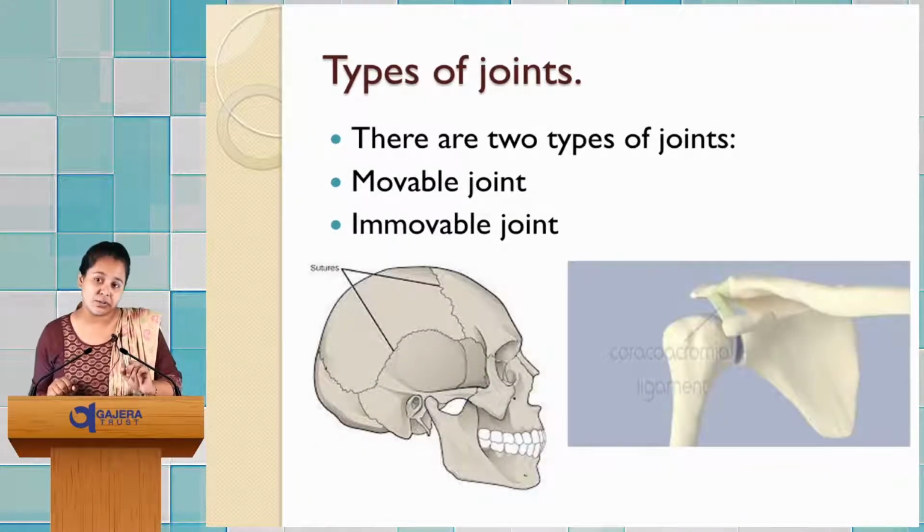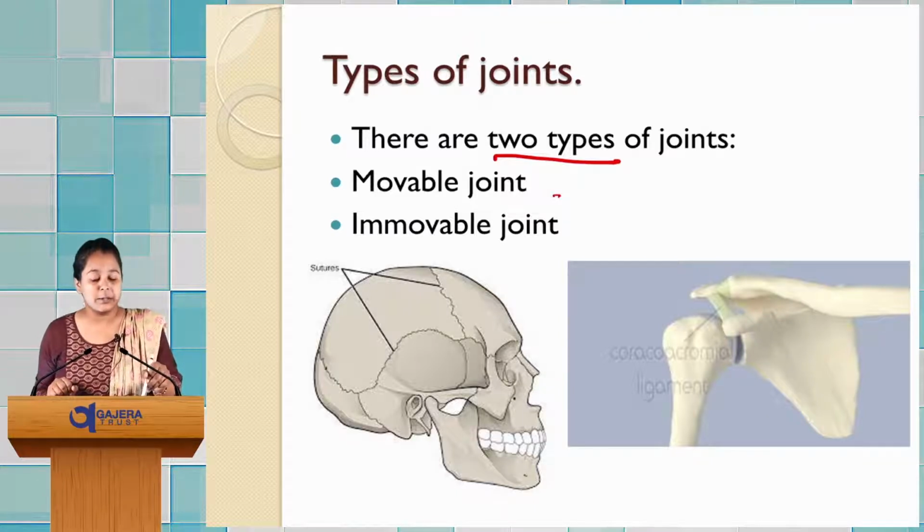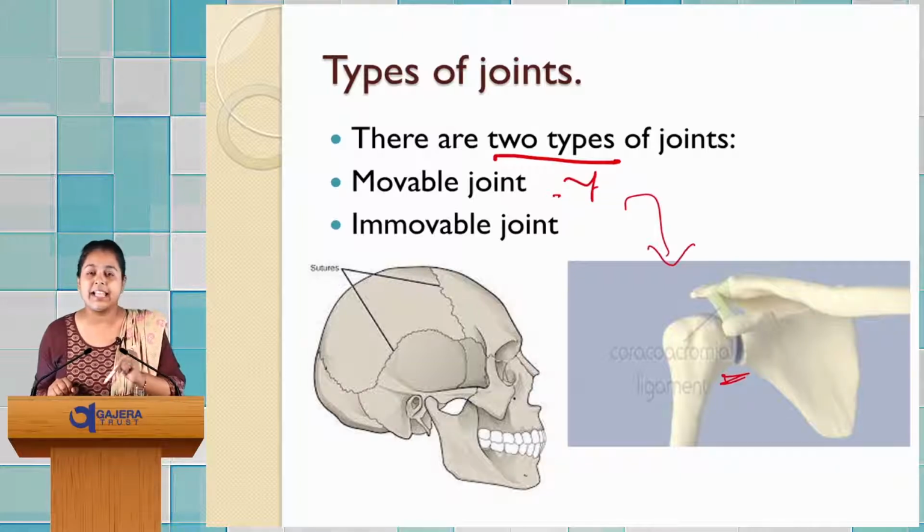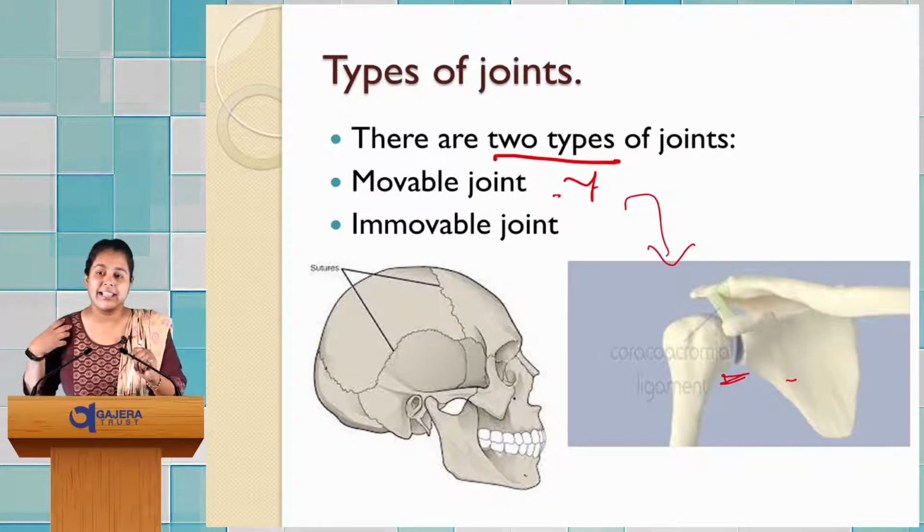Now we have types of joint. We have mainly two types of joint, movable joint and immovable joint. The point from where the bone is meeting, can the bones move? If your answer is yes, then that is a movable joint, like this one. This is a shoulder joint once again between the shoulder blade and the humerus. Can you move your bone from there? The answer is yes. So that is a movable joint.